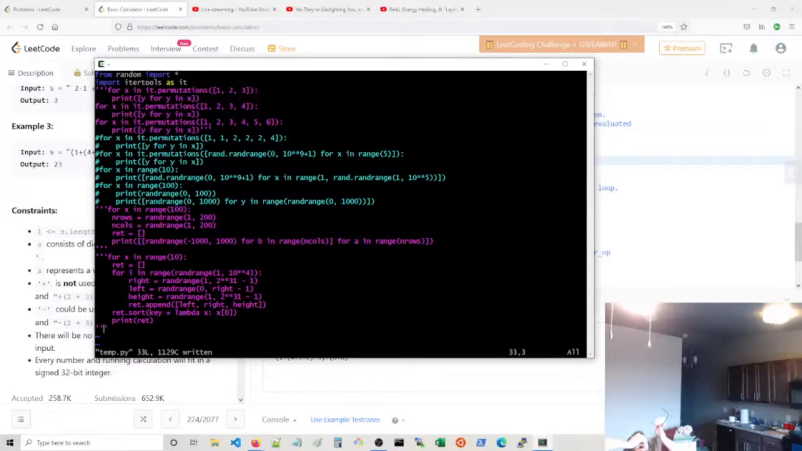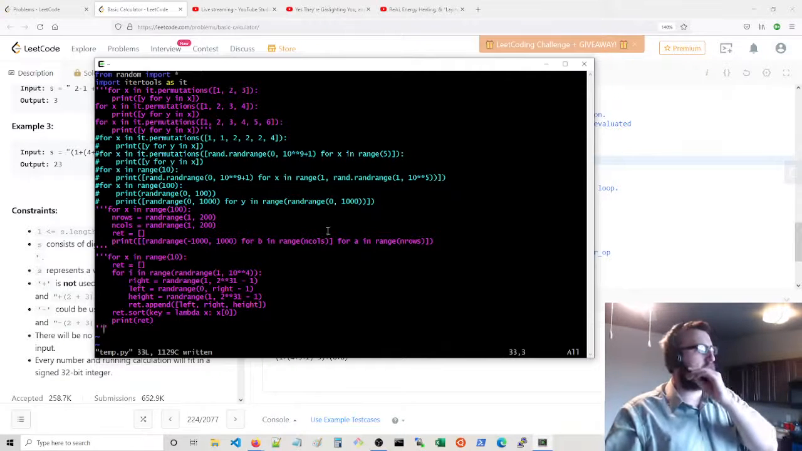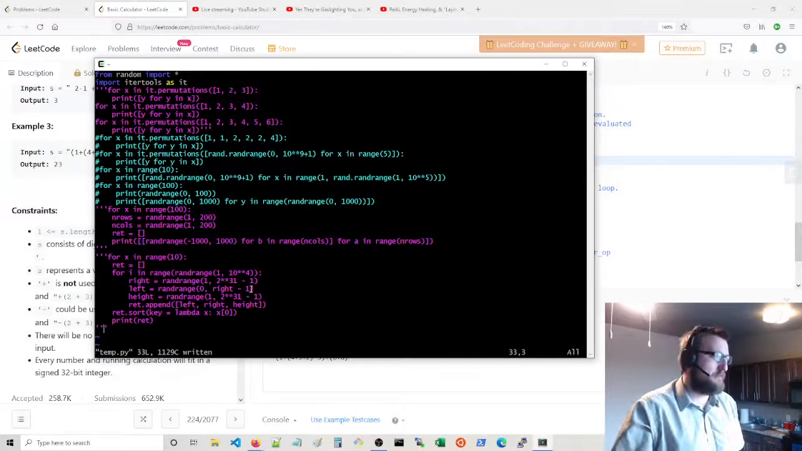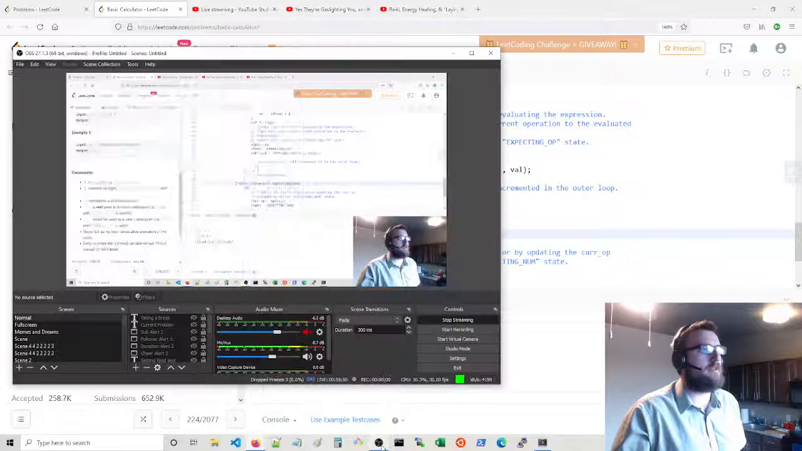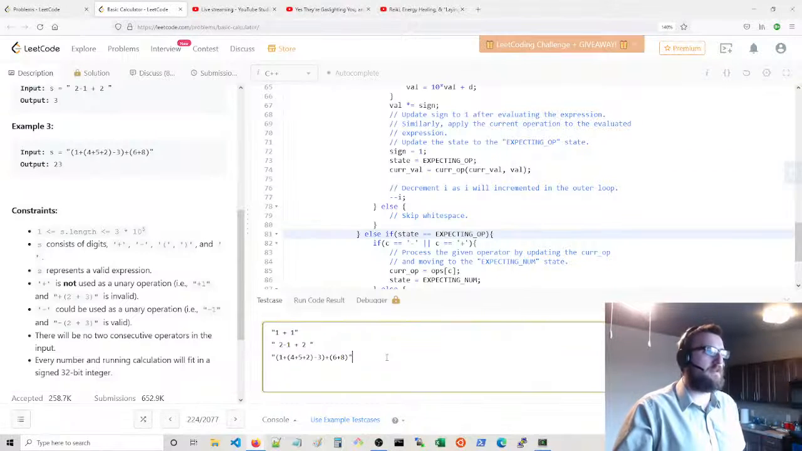But we can automate the creation of the tests. We could probably write a Python script to do that, but that's kind of a lot of extra effort. I don't know, it's not that much extra effort, but it's a bit of extra effort. I don't really want to go into all that. Let's just do a few other ones.